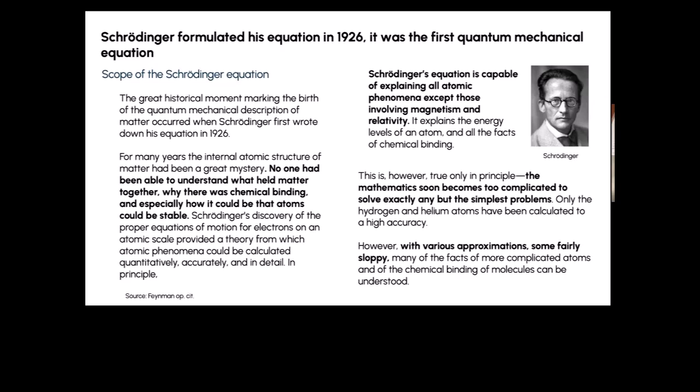any but the simplest problems. Only the hydrogen and helium atoms have been calculated to high accuracy. However, with various approximations, some fairly sloppy, Feynman says, some fairly sloppy is so lovely, many of the facts of more complicated atoms and of chemical binding of molecules can be understood. So in quantum chemistry, you have to simplify a bit, but you can still use the quantum principle to calculate relationships of matter. And it's very fascinating. And that was possible due to the Schrödinger equation, which I'm not showing because it takes a day to teach how to get them.